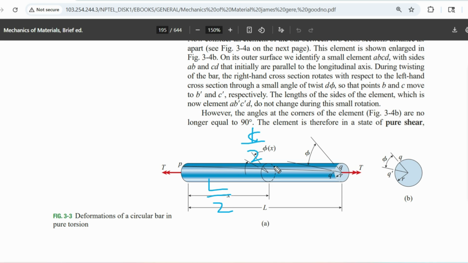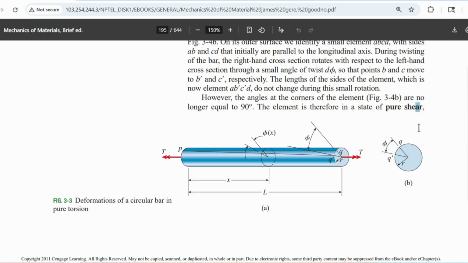And it's constant. That's a linear change. Over here, the angle is 0. Over here, it's phi. Halfway, it's phi divided by 2. A quarter of the way, it's phi divided by 4. So as we move from dx to 2dx, the angle just doubles. It doesn't do anything with the square or anything like that.